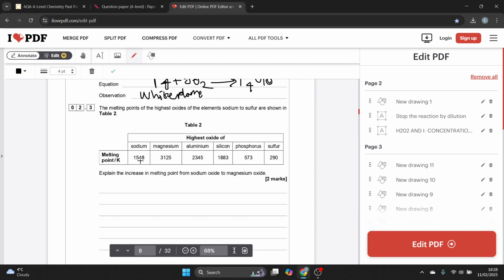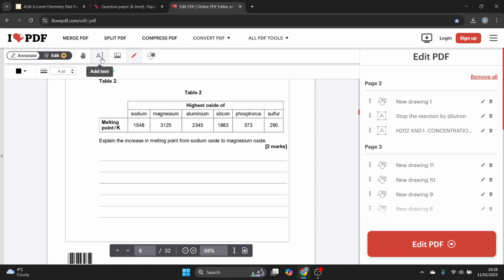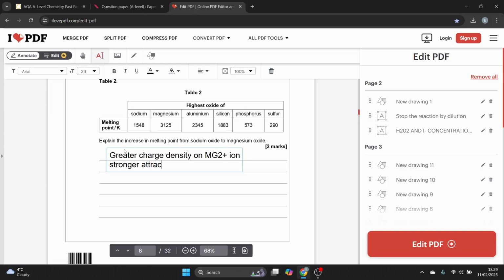The melting points of the highest oxides are shown. Explain the increase in melting point from sodium oxide to magnesium oxide. Maybe a tricky question, but the idea is greater charge density on the Mg2+ ion, therefore stronger attraction between Mg2+ and the O2-, because remember these are oxides, or you could just say stronger ionic bonding.